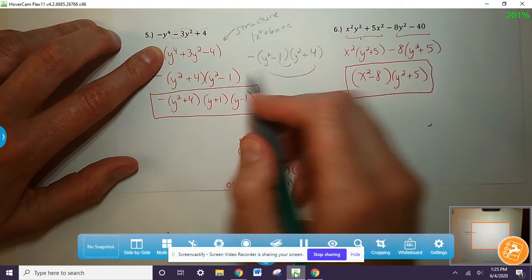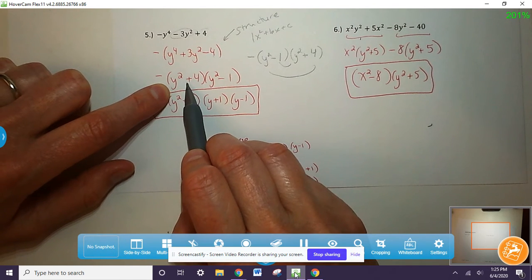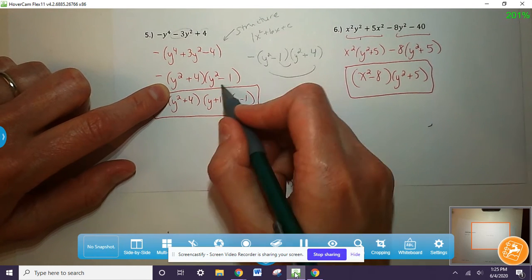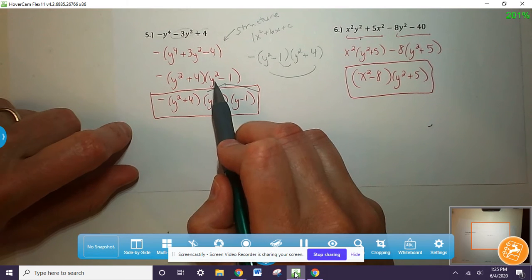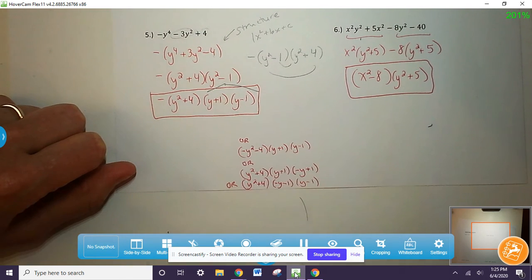So that's how I got this expression here. I wrote the two factors in the other order, but we know that that's equivalent. And then finally, this is a difference of two squares again. One is a perfect square, so we end up with y plus 1, y minus 1 for our final answer.